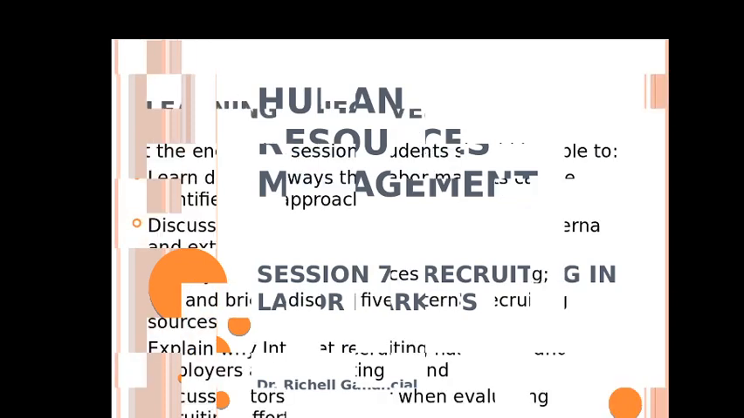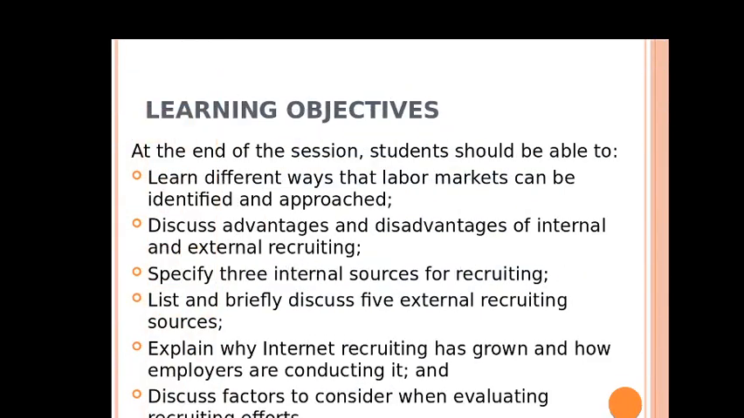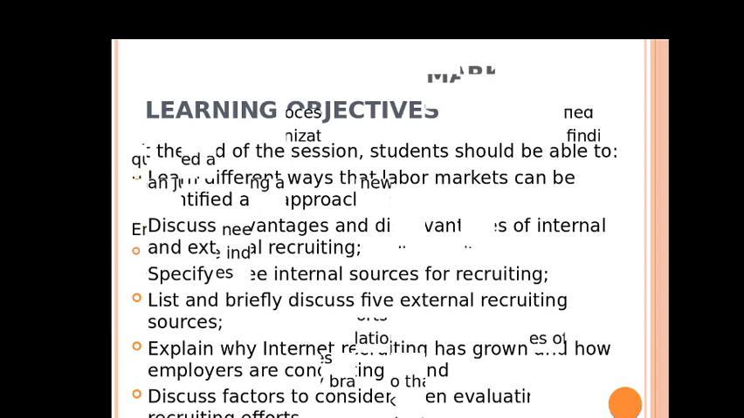Now let me share with you what you can expect from this session. You will be able to learn different ways that labor markets can be identified and approached, discuss advantages and disadvantages of internal and external recruiting, specify three internal sources for recruiting, list and briefly discuss the five external recruiting sources, explain why internet recruiting has grown and how employers are conducting it. That's quite interesting. And discuss factors to consider when evaluating recruiting efforts.